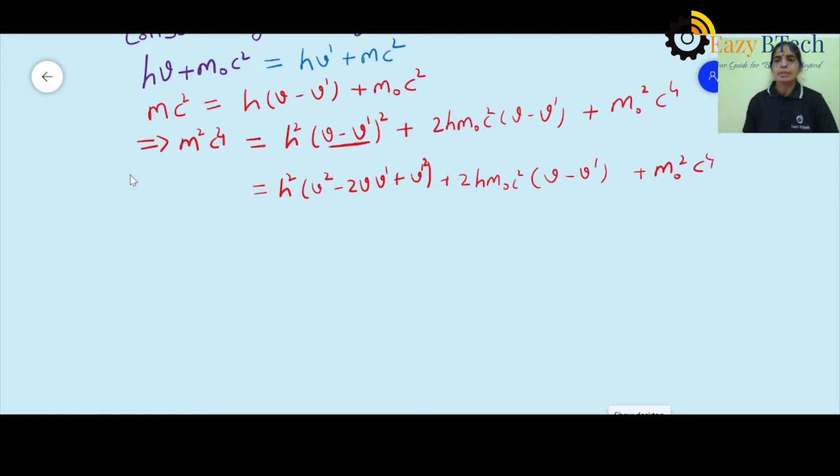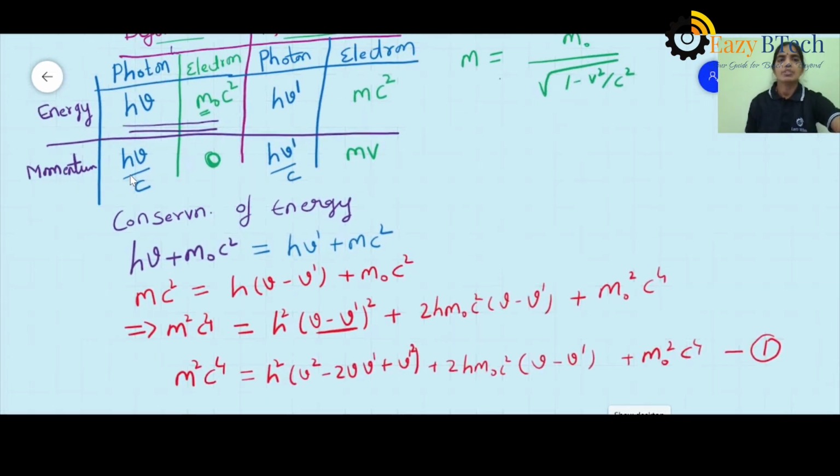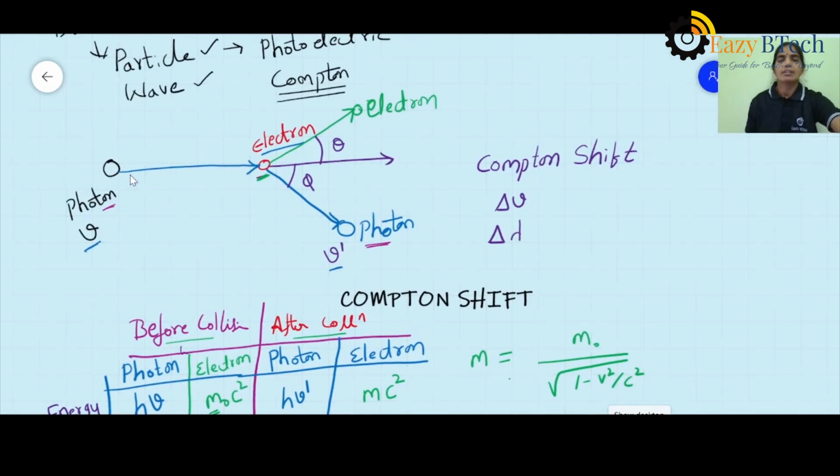So now we are going to number this equation as 1. We have completed now the conservation of energy principle and obtained the value for m square c power 4. Now we are going to use the conservation of momentum principle. So when I use the conservation of momentum principle, have a look over your figure.